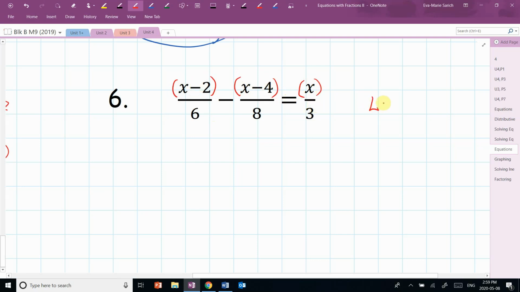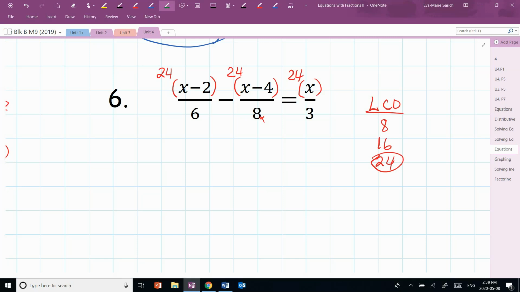Okay, we're going to multiply by our lowest common denominator. Start with our biggest number, which is 8. Okay, 8 goes into 8, but 6 doesn't. The next number 8 goes into is 16, but 6 doesn't. The next number 8 goes into is 24. Okay, so now does 3 go into 24 as well? Yes, so that's our common denominator. So each term is going to be multiplied by that common denominator of 24.